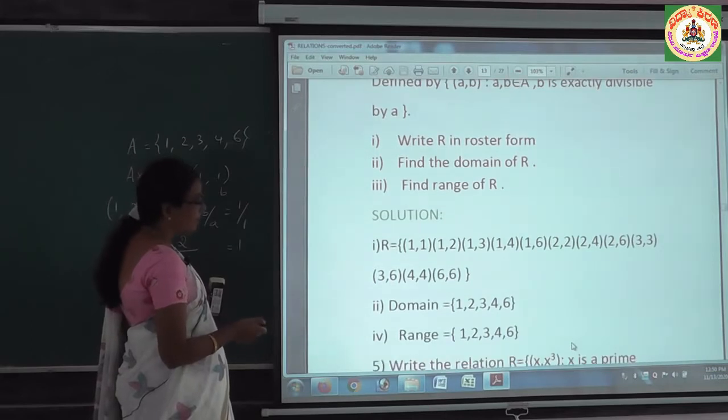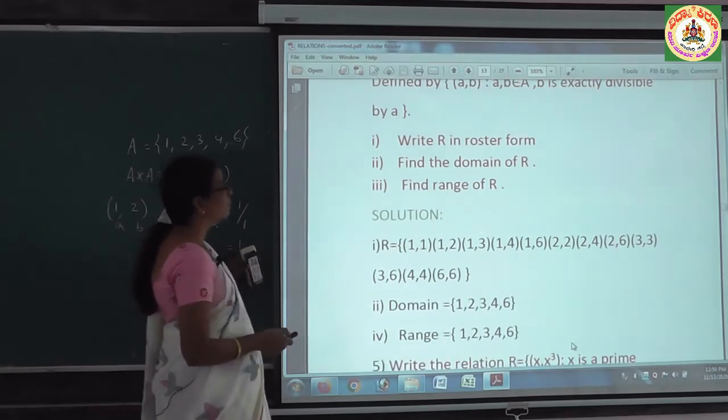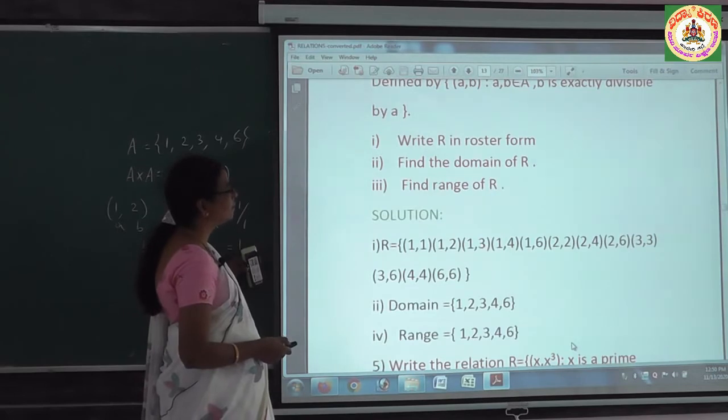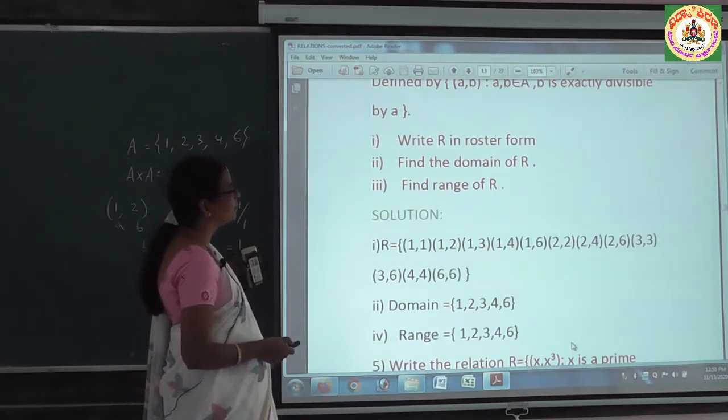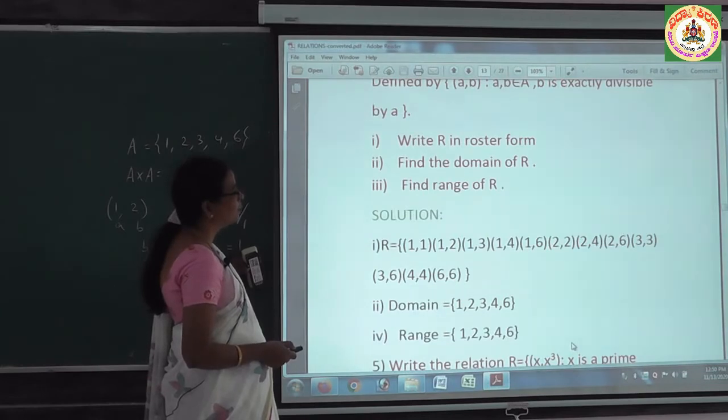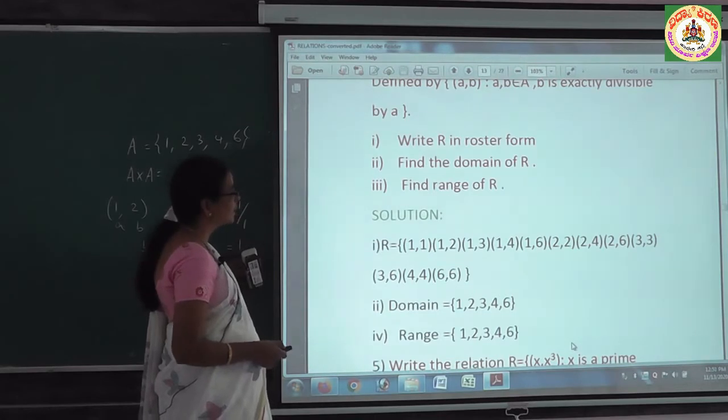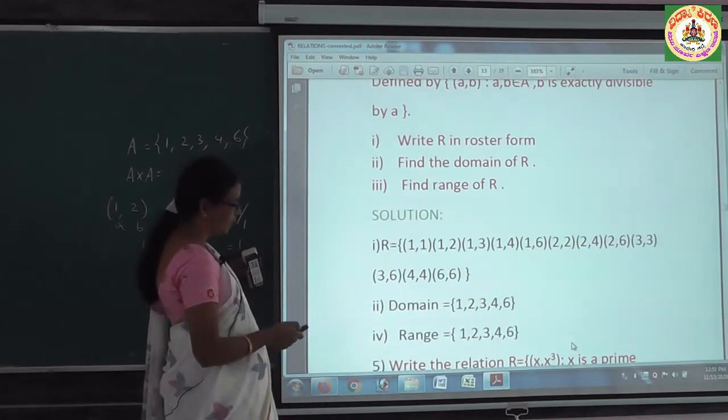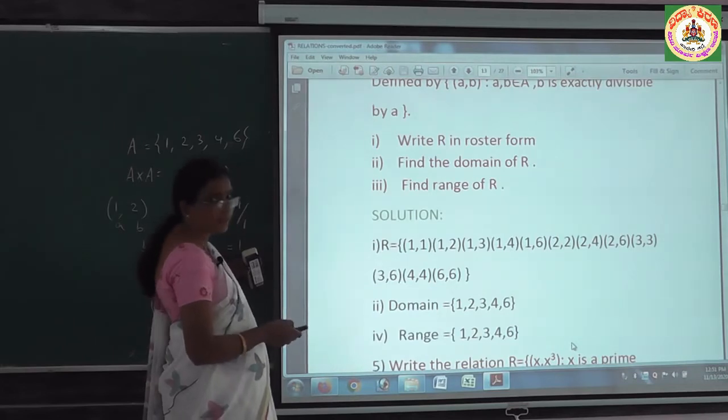See here, observe the third one, (1, 3). 3 divided by 1, we get 3. 4 divided by 1 is 4. 6 divided by 1 is 6. 2 by 2 is 1, 4 by 2 is 2. These all are exactly divisible. So we have selected these ordered pairs according to the given condition.